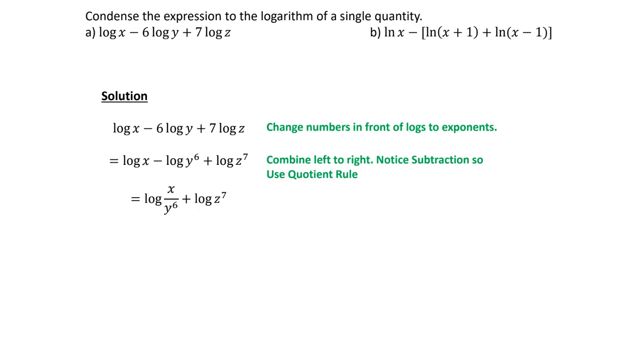Now we're left with an addition, which is the product rule. We multiply the two inputs of the logs together, which gives us the log of x over y to the 6 times z to the 7. When we multiply this, we like to have it as one input: the log base 10 of x times z to the 7th, divided by y to the 6th. All right, let's look at B.